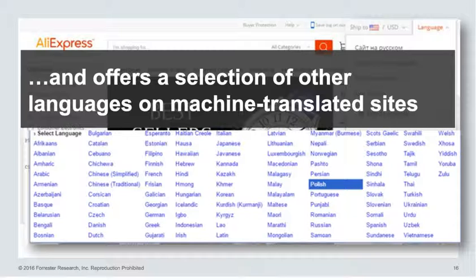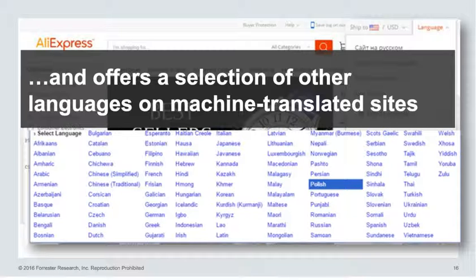And it's very transparent, right? In these sites, you will be receiving machine translated sites. But it's a really interesting look into Alibaba's strategy for localization here.